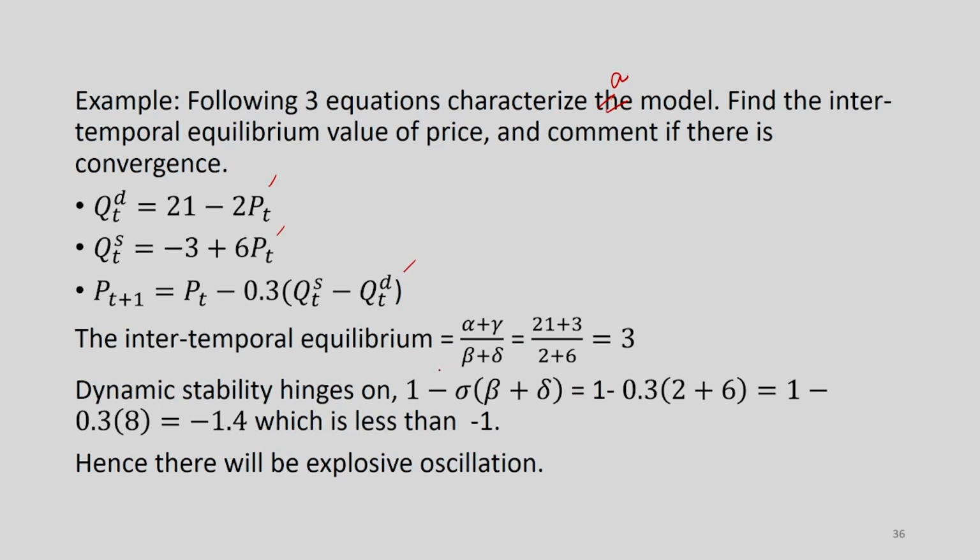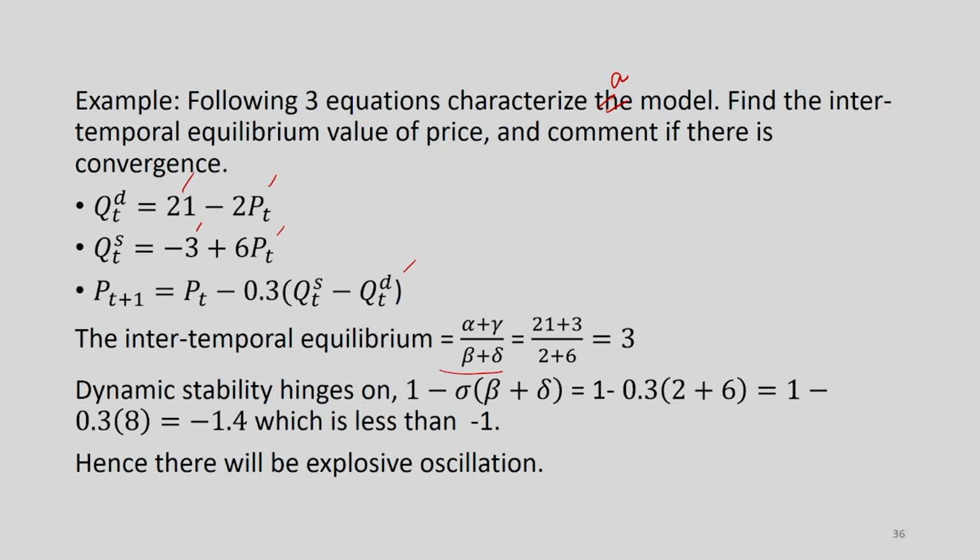Now, that is given by this formula, right? P star is equal to alpha plus gamma divided by beta plus delta. So, I just pick up the values from here and put them here, and if I do so, I will get 3. Alpha is 21, gamma is 3, beta is equal to 2, and delta is equal to 6. I put all of them here and I get 3. 21 plus 3 is 24, divided by 2 plus 6, that is 8. 24 divided by 8 is 3.